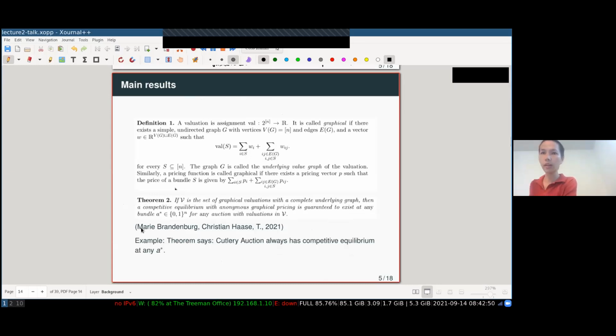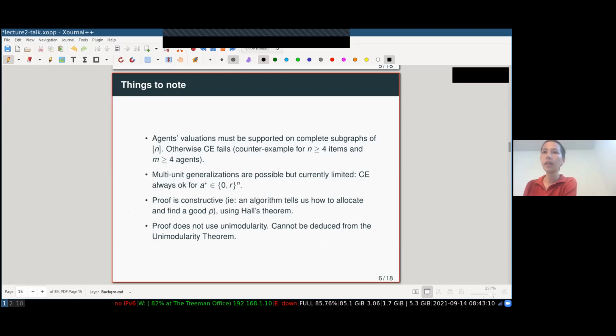Okay, so for example, in our theorem, we check that all the cutleries have quadratic pricing. That's an example where competitive equilibrium fails if you only use linear pricing, but it is fine if you have quadratic pricing, and this is implied by the theorem above.